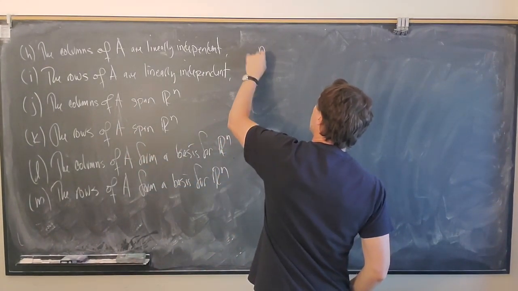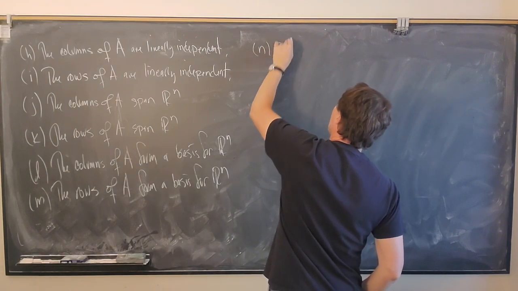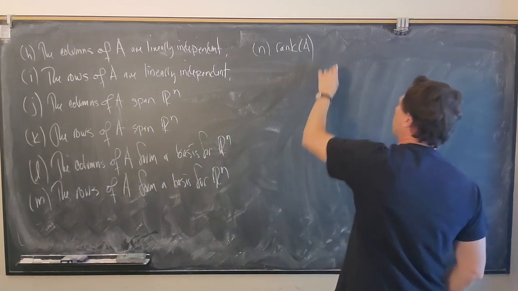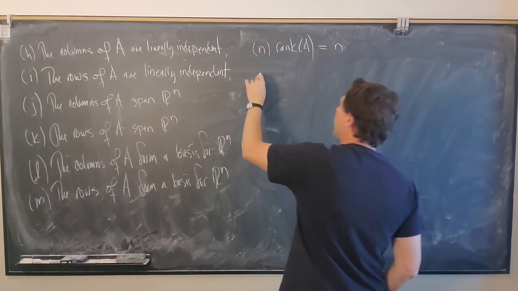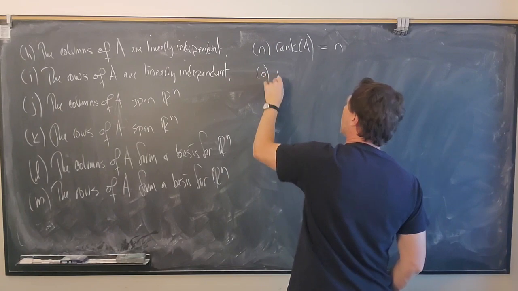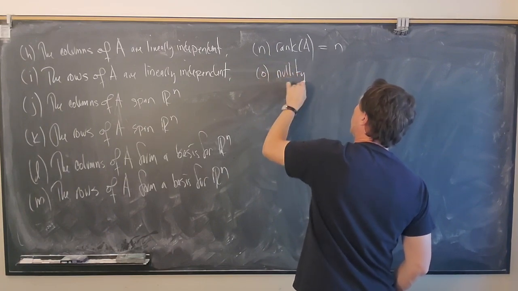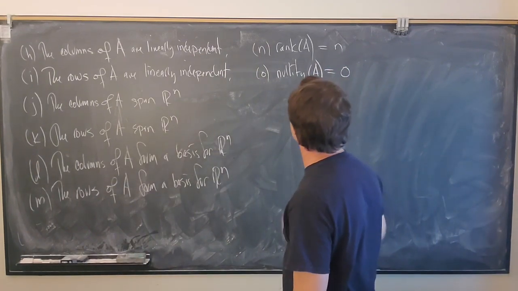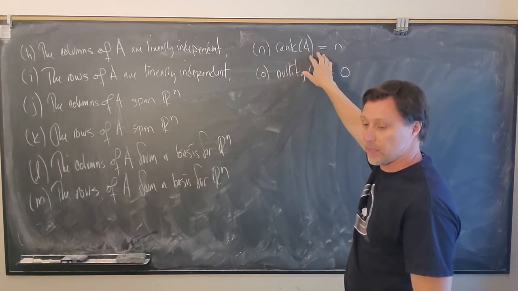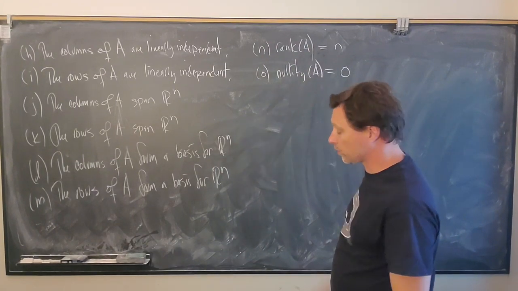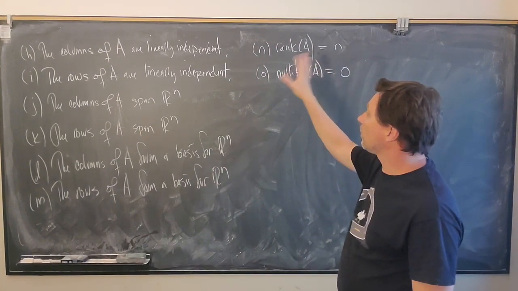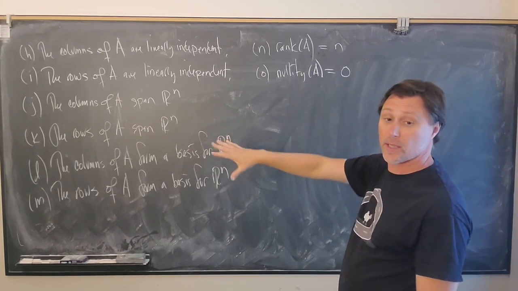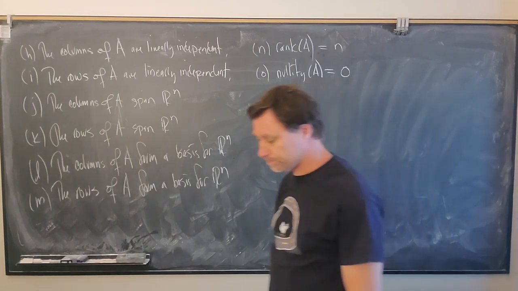So part N, the rank of A, well, if the columns form a basis, the rank of A has to equal n. And then part O is that the nullity of A will have to be equal to 0. If the set of columns are independent, then there are no free variables. Okay, so that finishes off, or doesn't finish, we will add some more parts to the equivalence theorem, but these are the consequences that we get from the dimension theorem.